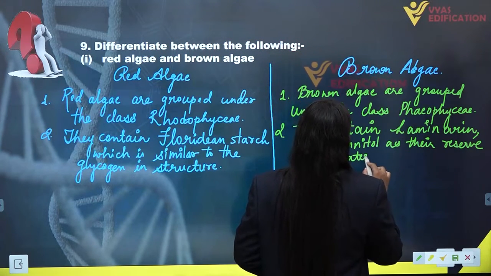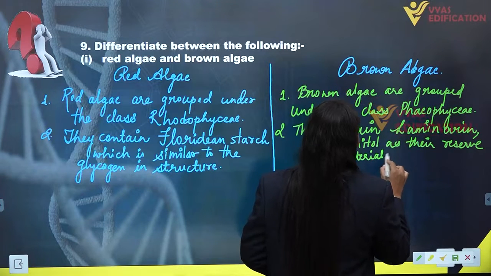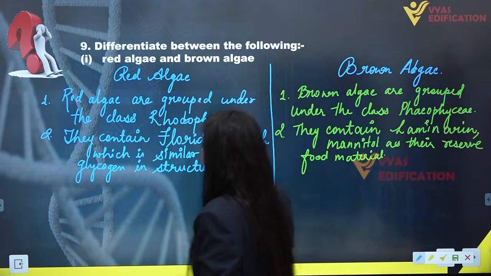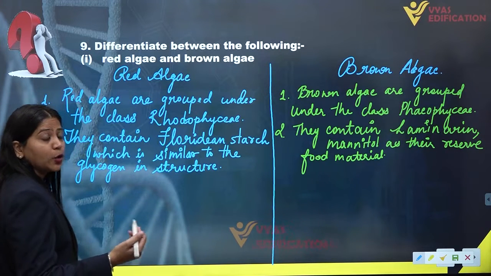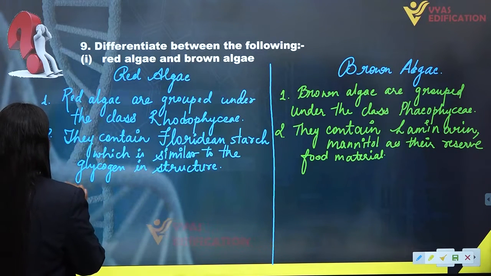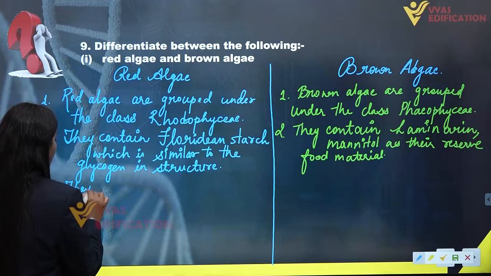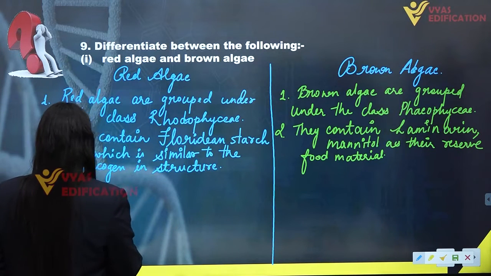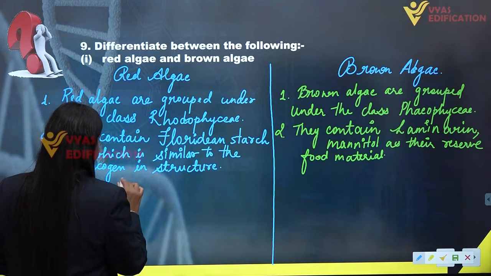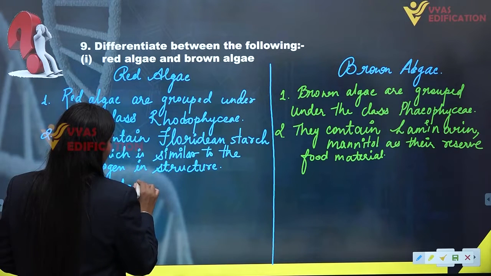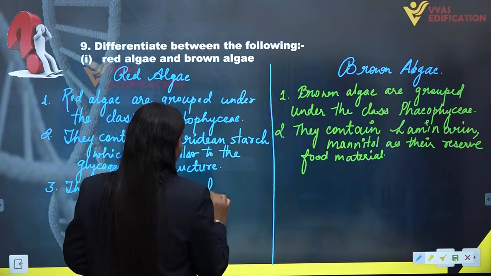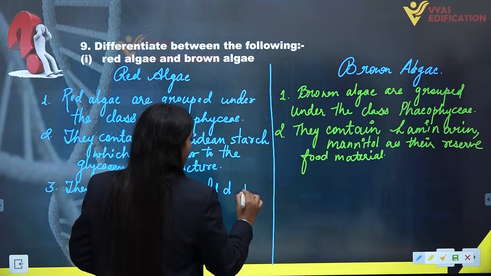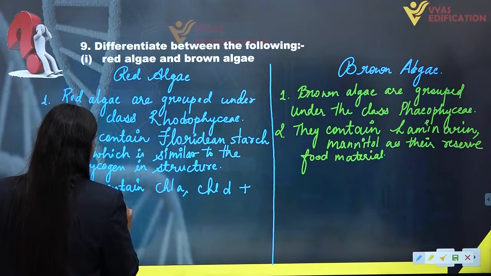The next difference we are going to talk about is the main pigment, the major chlorophyll pigment present in them. So we are talking about the red algae or Rhodophyceae, they contain chlorophyll A, chlorophyll D and phycoerythrin.